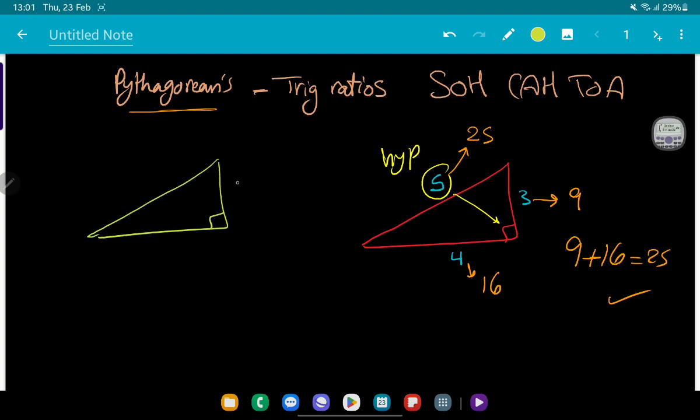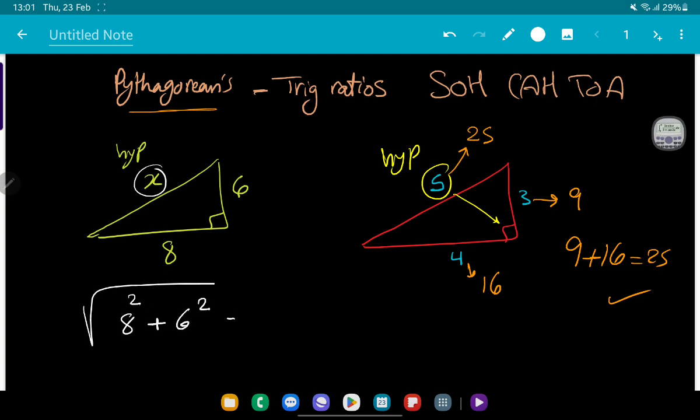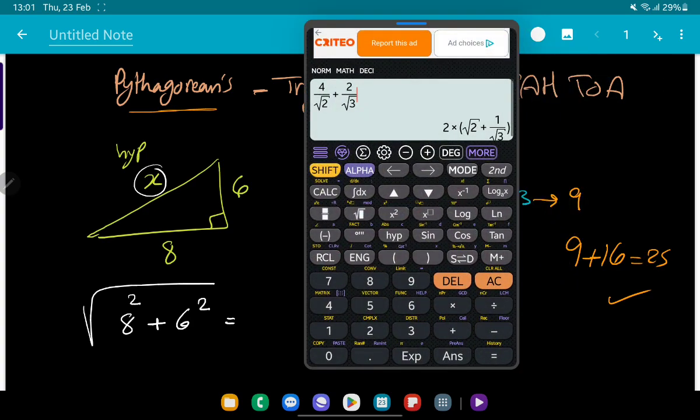Now for some examples, if we have two givens, for example this is 6 and this is 8, we need to find out what the hypotenuse is. We use the square root. We need to find the biggest side, so we add 8 squared with 6 squared and take the square root. So the square root of 8 squared plus 6 squared, the answer is 10.